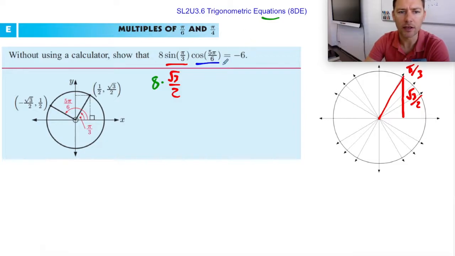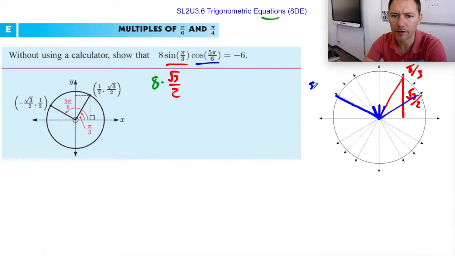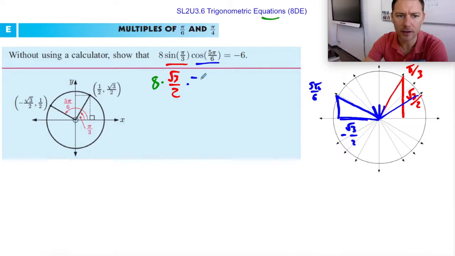Let's look at cosine of 5 pi sixths. 5 pi sixths is going to be, well, this is like 1 pi sixth, right? 2 pi sixths, 3 pi sixths, 4 pi sixths. Here's 5 pi sixths. And the cosine is the horizontal component of it. It's the x value, right? So it's this piece, and that's root 3 over 2. But since it's going backwards, it's negative root 3 over 2. So times negative root 3 over 2.